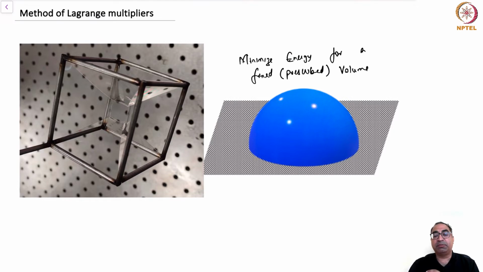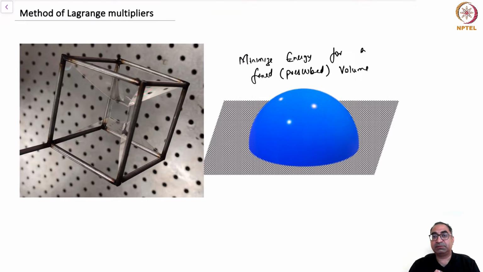Now this is a constrained problem, because the problem statement is: determine the shape of the soap film subject to the constraint that the soap film meets the edges of the larger cube. Now you could also have a constrained minimization problem for a sessile drop. A sessile drop is a drop that's sitting on a horizontal plate. Now you could again ask, what is the shape of the droplet subject to the constraint that the volume is prescribed? Now, how do we address these problems?